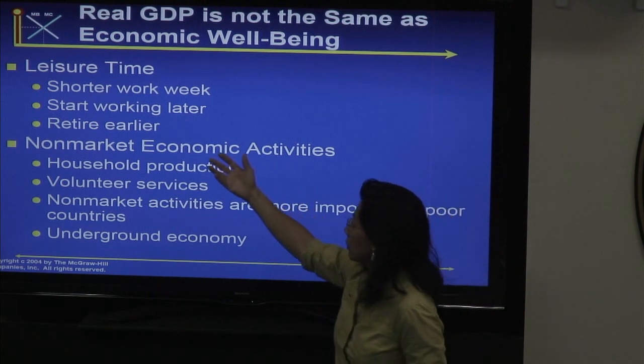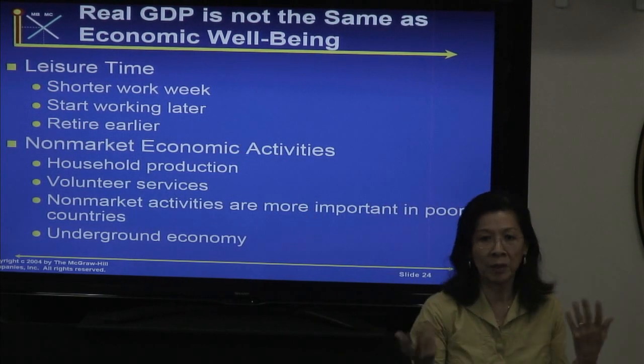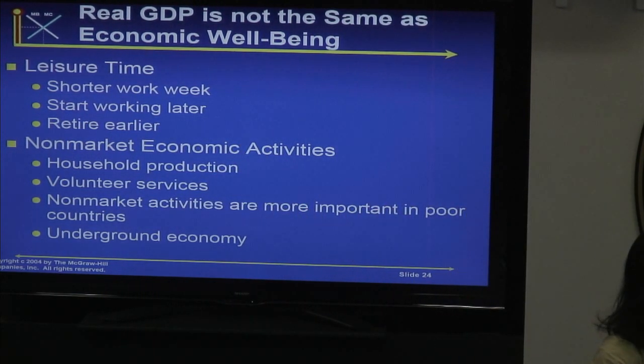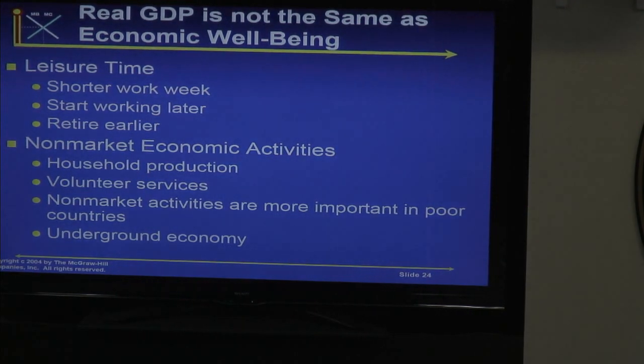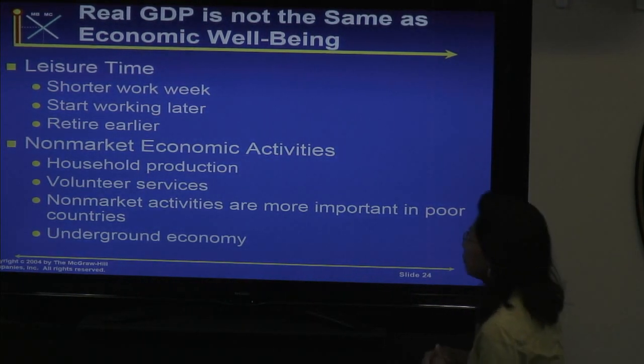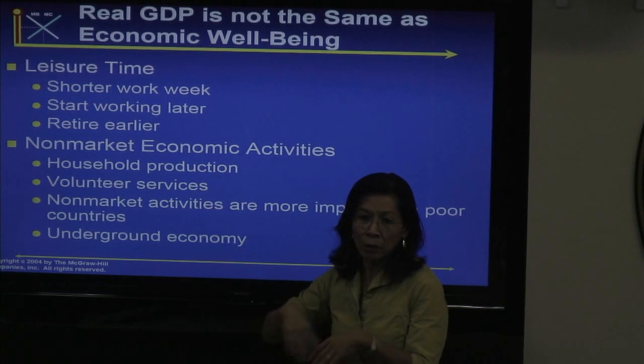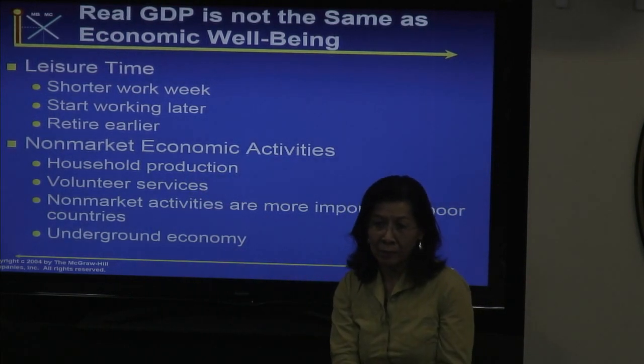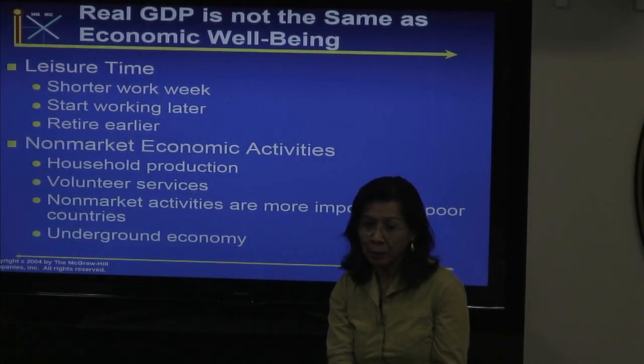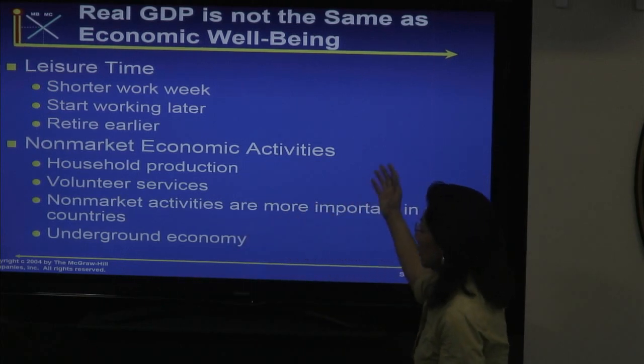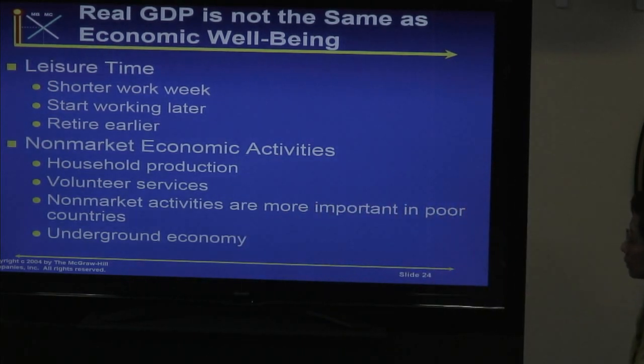It's not captured. Some people start work later; like some of you are going to college right now. You want to get a degree before you work, and that's not being captured. Some people want to retire early. In other words, the quality of life is not being included in the GDP calculation. Non-market economy, household production, we talked about it, that doesn't have any market value, so we exclude it.